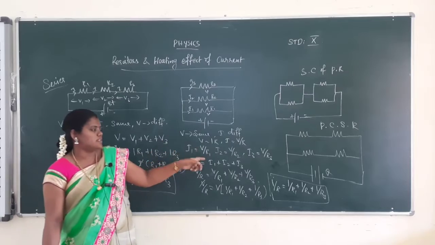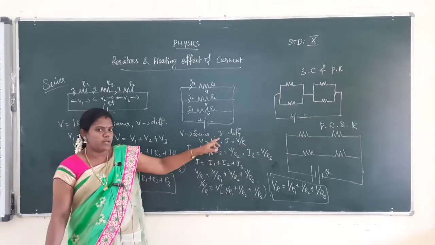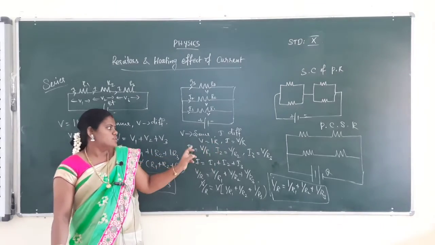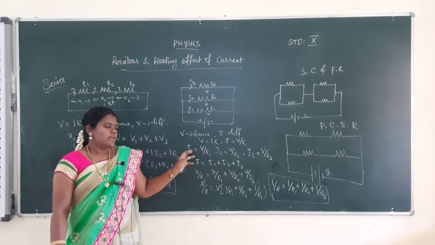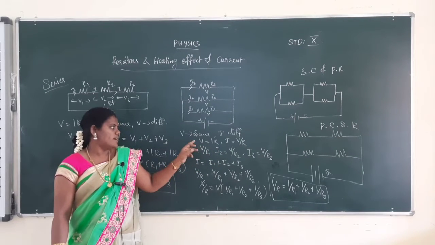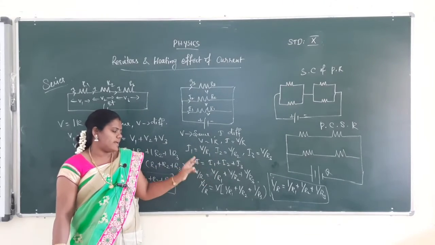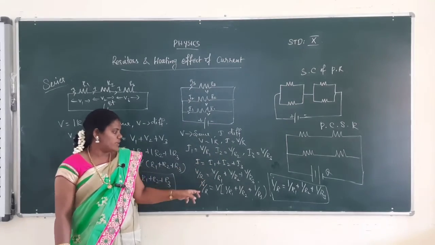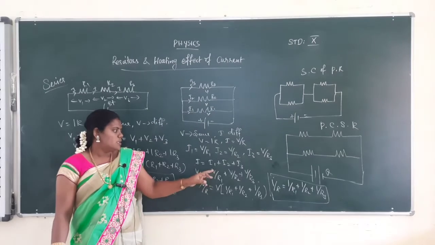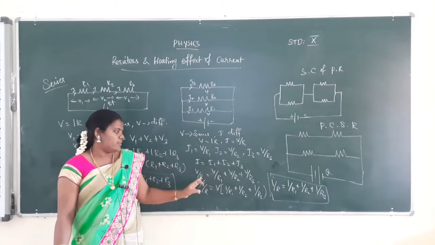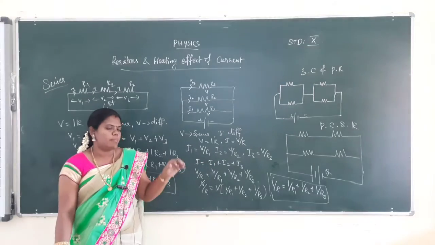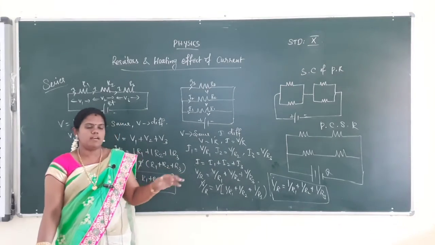In this circuit, the currents I1, I2, I3 will be different. So we calculate I1, I2, I3 by using Ohm's law. We substitute the I1, I2, I3 values and then we calculate the total current value. So V by R is equal to V into 1 by R1 plus 1 by R2 plus 1 by R3, V cancels. So 1 by R is equal to 1 by R1 plus 1 by R2 plus 1 by R3.